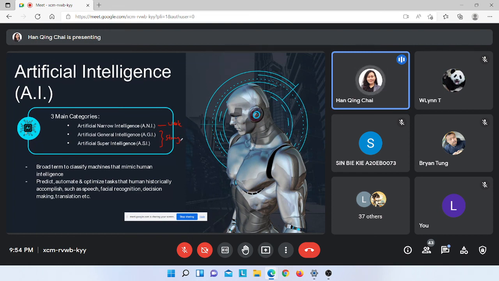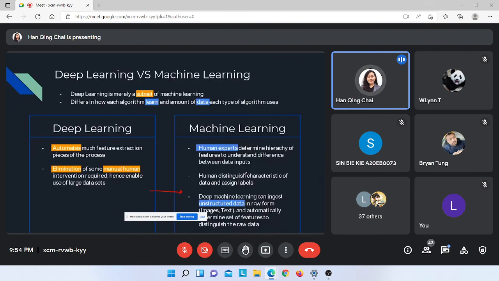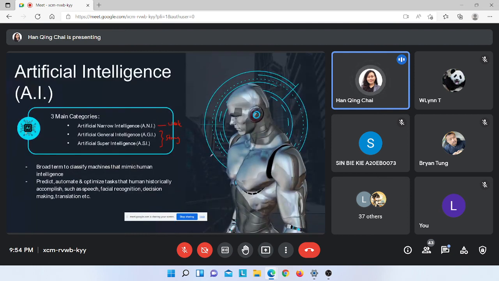But the strong type, like general intelligence or super intelligence, is very challenging because they already know how to, for example, mimic or distinguish human emotions. And those require a lot of training, a lot of layers, different types of stuff. And maybe human speech, sometimes we have the things that I said just now, like unstructured type of data, right? Like dates, everything combined. So they have to analyze it.